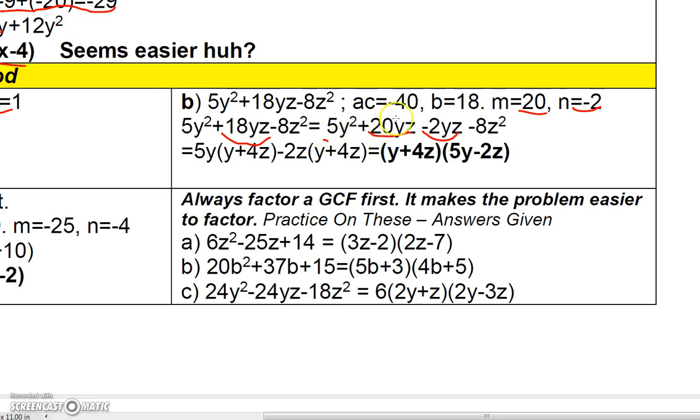So factor 5y out of the first two terms, and I get 5y times y plus 4z. And then out of the last two terms, factor out the common factor of minus 2z, and I get minus 2z times y plus 4z. And now you can see you have a common factor of y plus 4z in each of these terms. And now factor the y plus 4z out, and then note what you have left. You have the 5y and the minus 2z left as the other factor. And so there's the answer for that one.